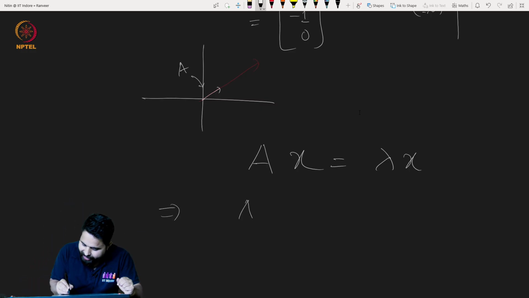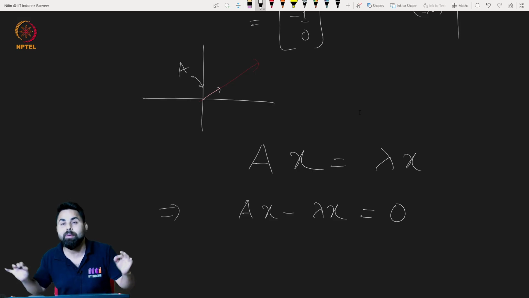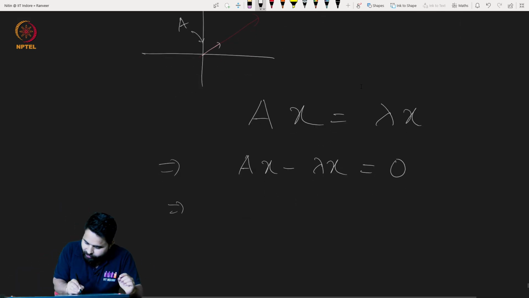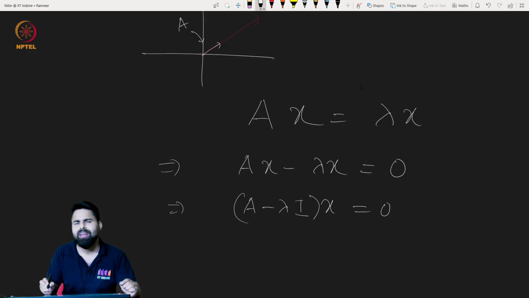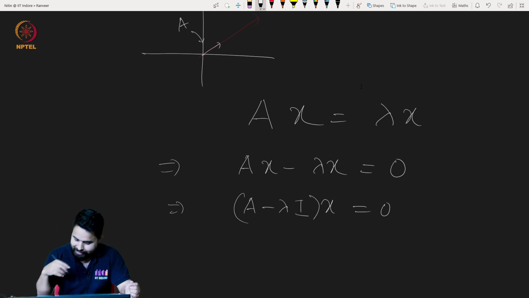I can write this as Ax minus lambda x, which gives you a zero vector. Remember, this 0 is not a number, this is a zero vector. So I can write this further as (A minus lambda I) times x equal to 0. What does this imply? Remember, x here is a non-zero vector.